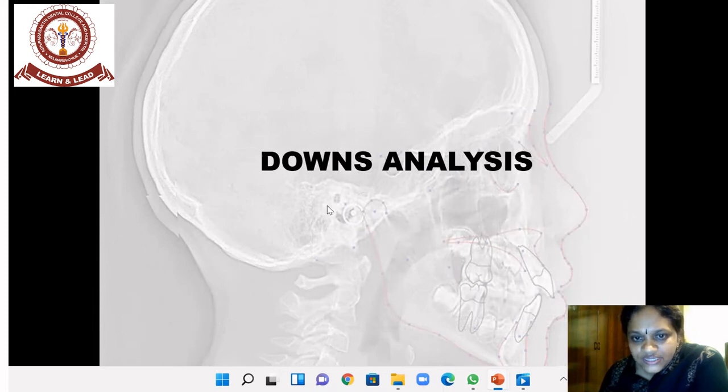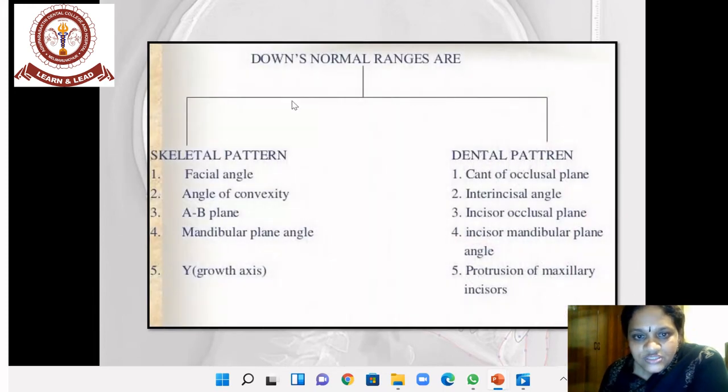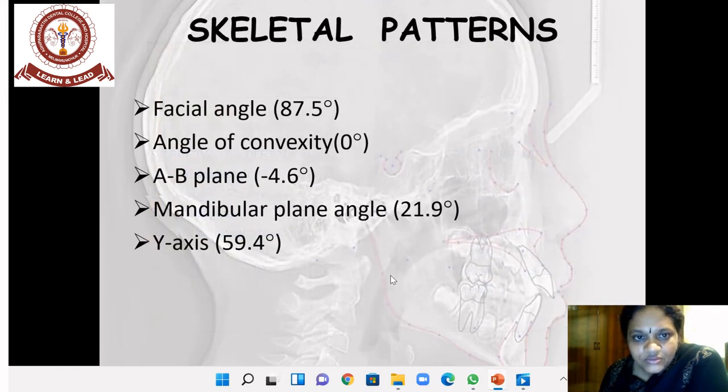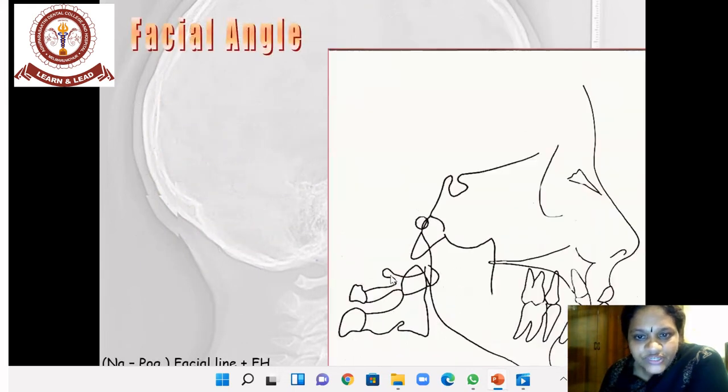Coming to Downs analysis. These are the skeletal parameters: facial angle, angle of convexity, AB plane, and mandibular plane angle, and this Downs analysis will tell you about the growth axis of your mandible also. Dental parameters are the cant of occlusal plane, interincisal angle, incisor occlusal plane and incisor mandibular plane angle, and protrusion of your maxillary incisors. So the first thing we are going to see is your facial angle.